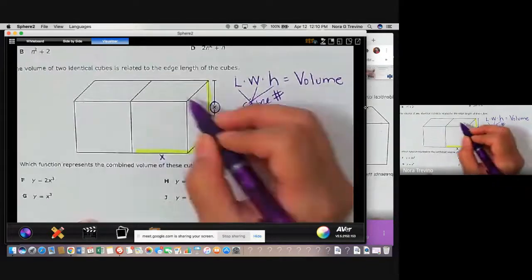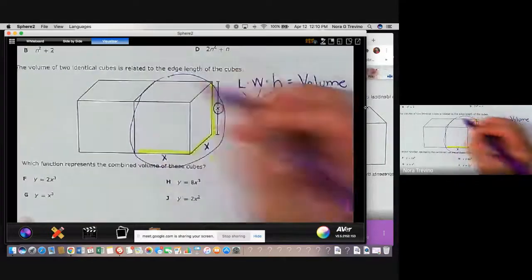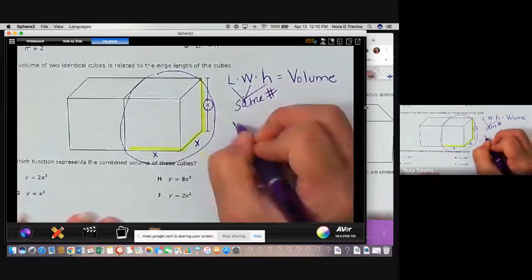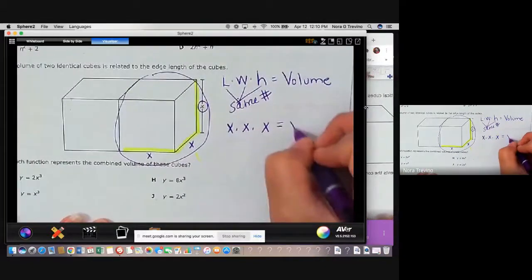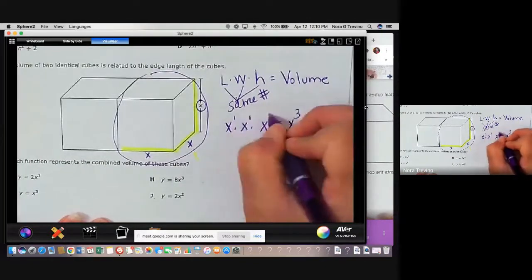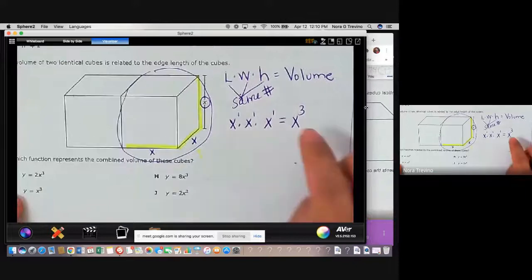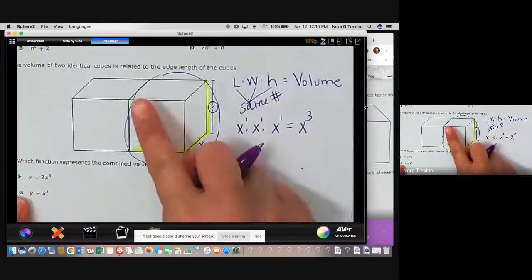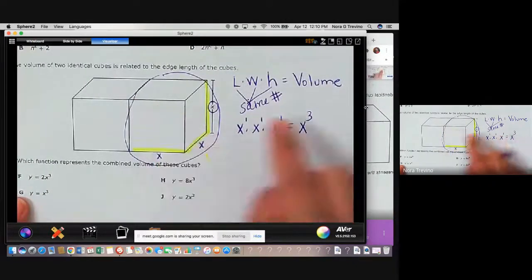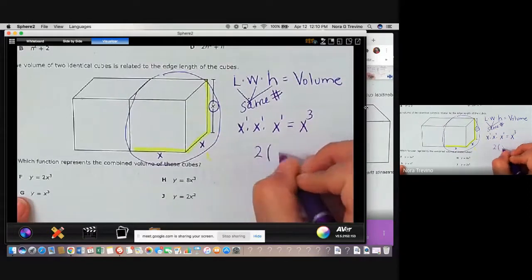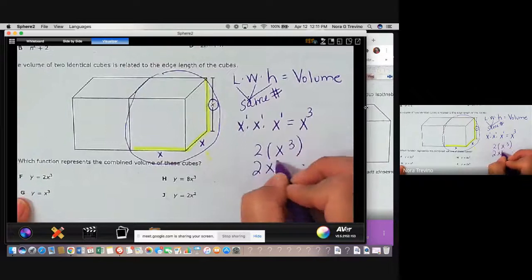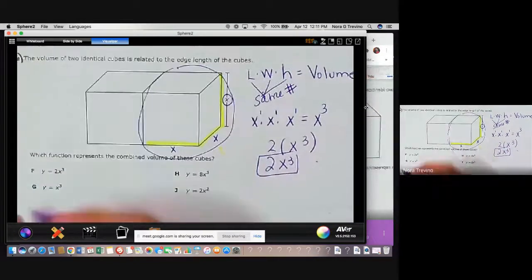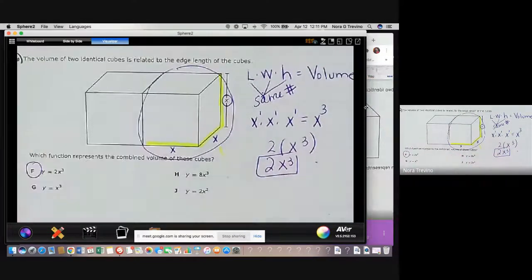So then to find the volume of one cube, all I have to do is x times x times x, which is x cubed. You see how they all have a little one? It's just x cubed. This is the volume of one cube. But you've got two of them. So 2 times x cubed is 2x cubed. F. Okay.